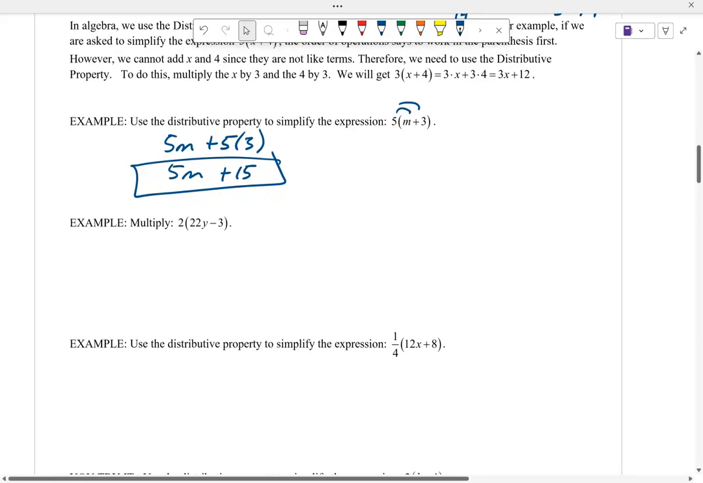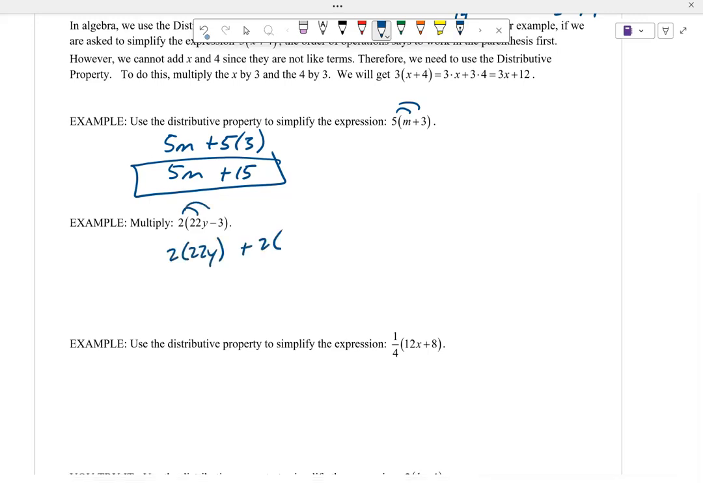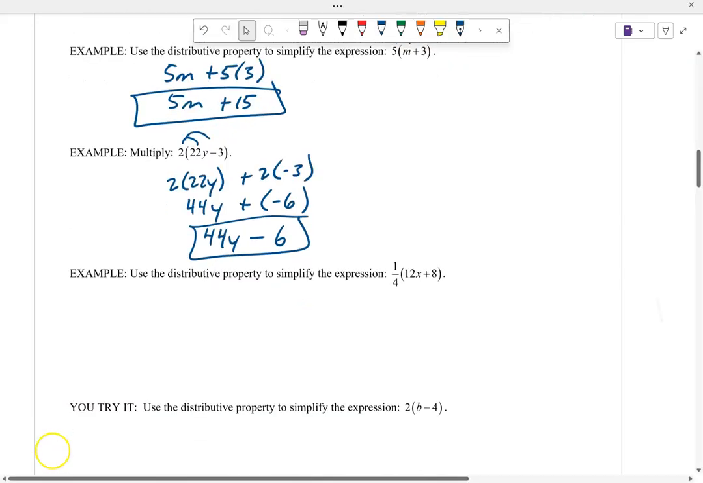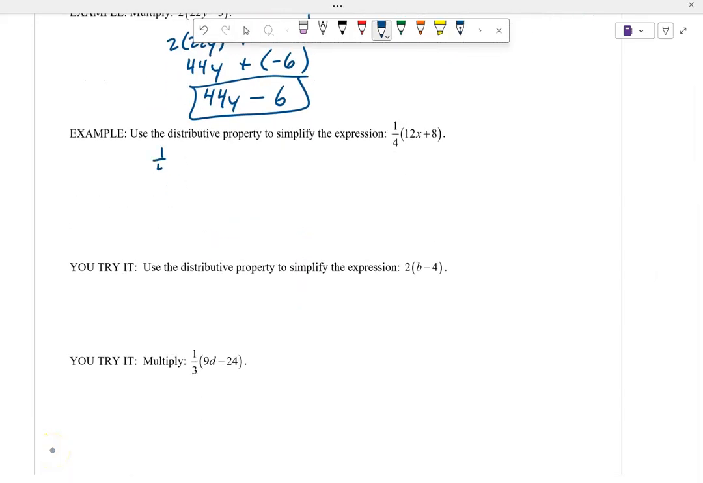Let's go ahead and do it for these next couple. I got 2 times 22y plus 2 times negative 3, so I got 44y plus a negative 6. I will simplify that. We know a positive times a negative is a negative, right? So we got 44y minus 6. We've got a fourth times that 12x plus a fourth times that 8. You could put that 12x over 1, right? So I got 12x times 1 is just a 12x. 4 times 1 is a 4.